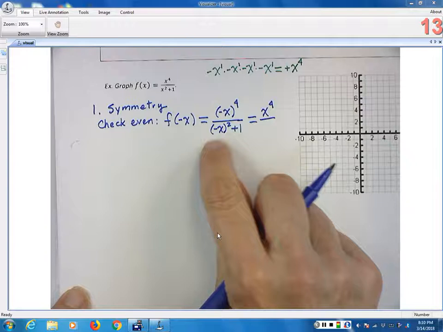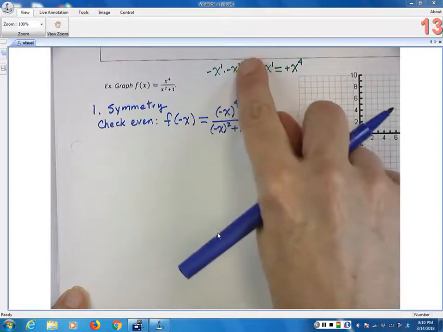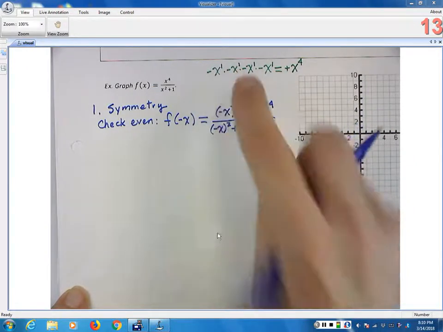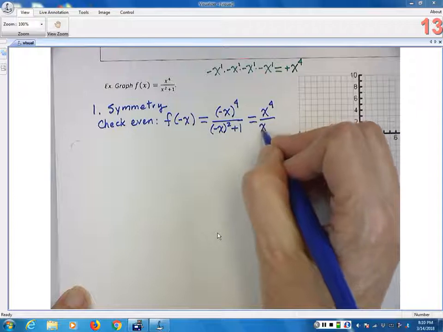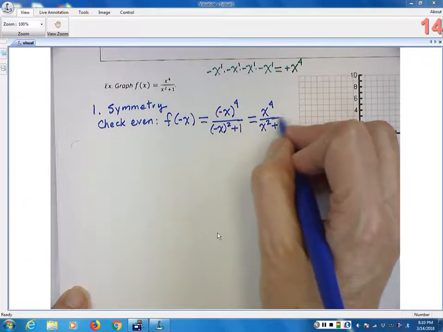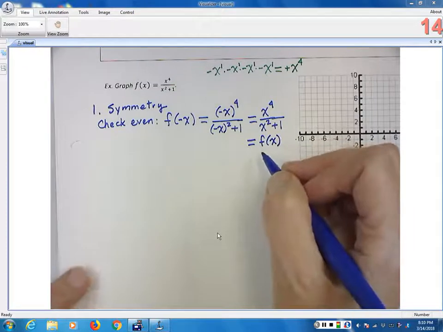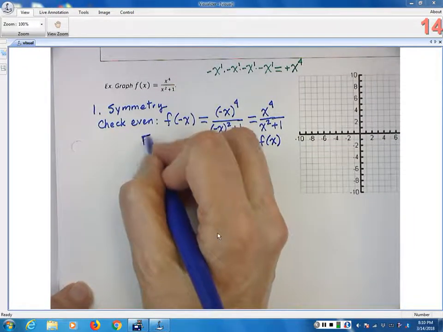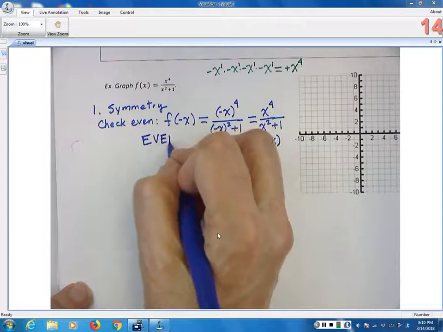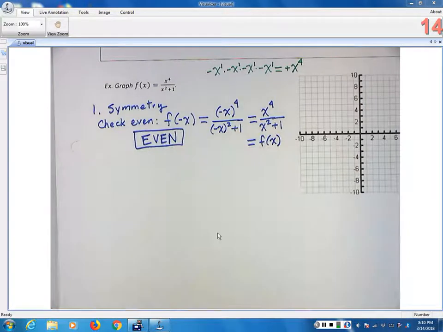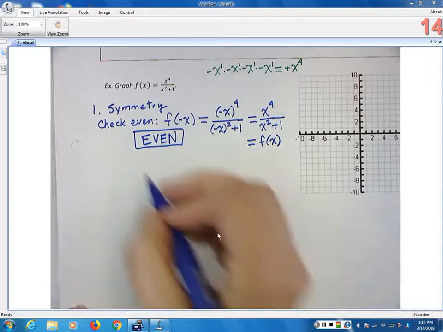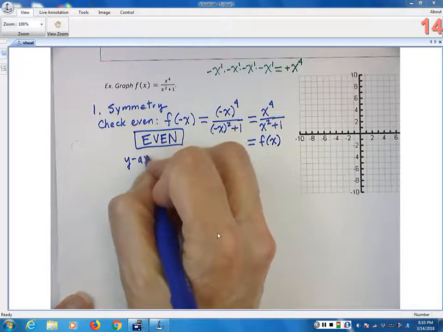Minus x squared would be just 2 of these. 2 negative signs cancel, and x times x is x squared. So that simplifies to x squared. And what do you know? This equals our original function. So this does help us in this problem. It is an even function. And so it has y-axis symmetry.